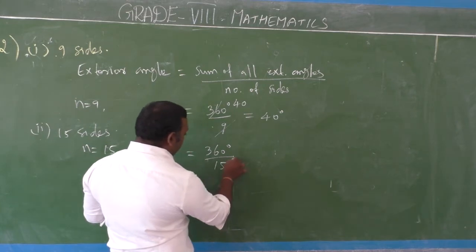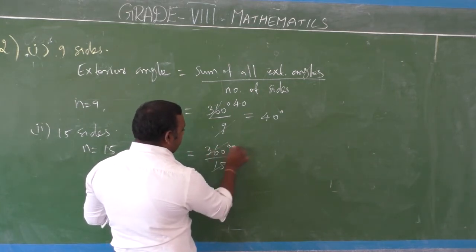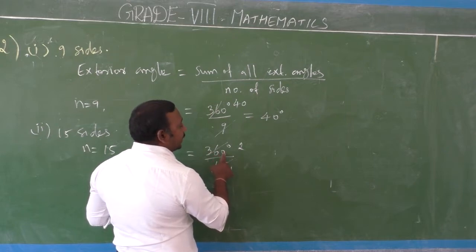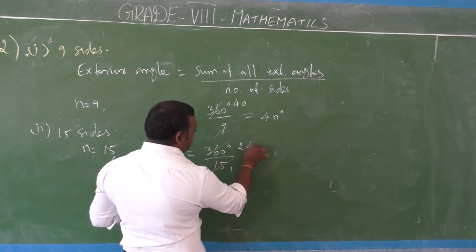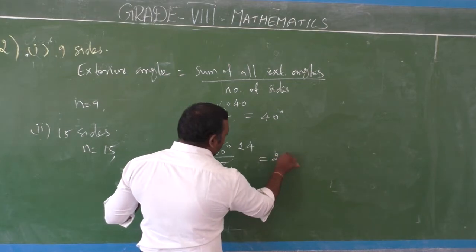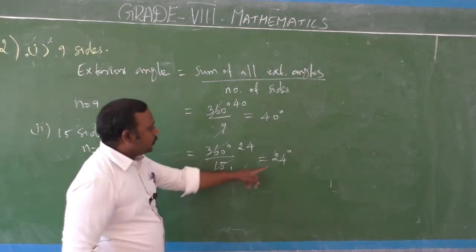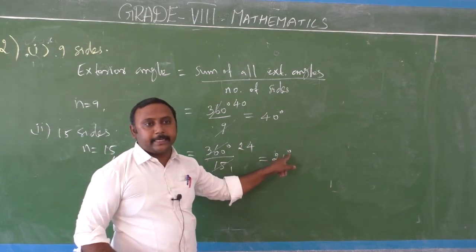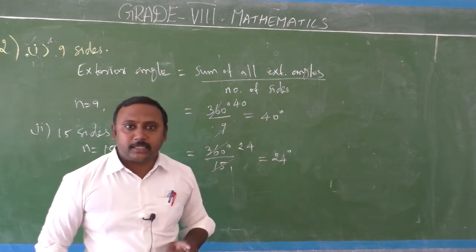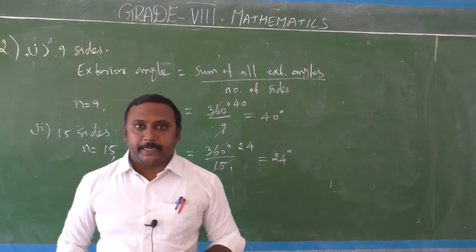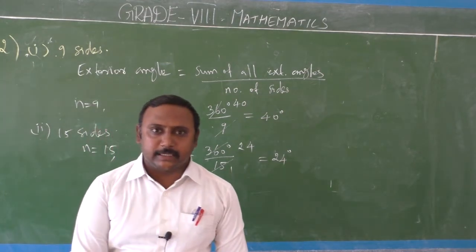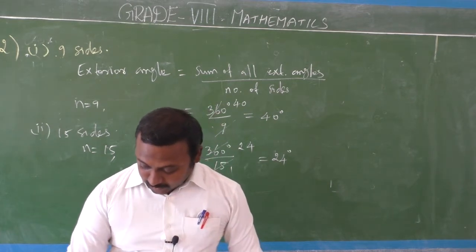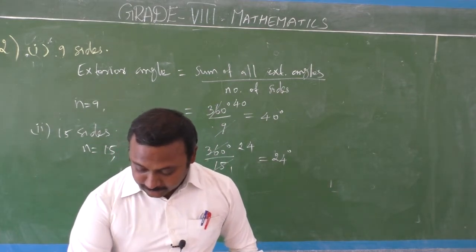So how many times? 1 times 15, here 2 times 30, remainder 6, 60. How many times? 4 times, so that is equal to 24 degrees. So each exterior angle is equal to 24 degrees if the number of sides of a polygon is equal to 15. Okay, can you understand? Then we move to the third sum.